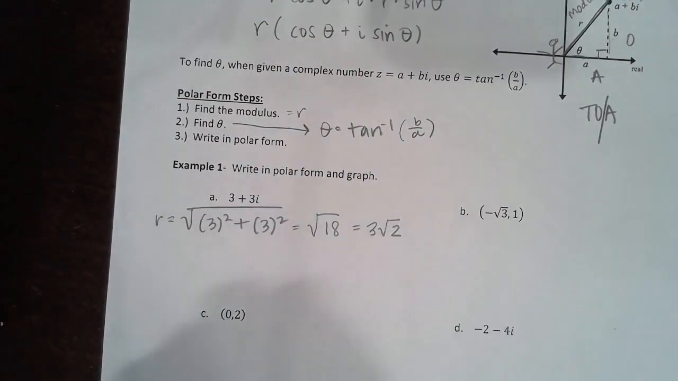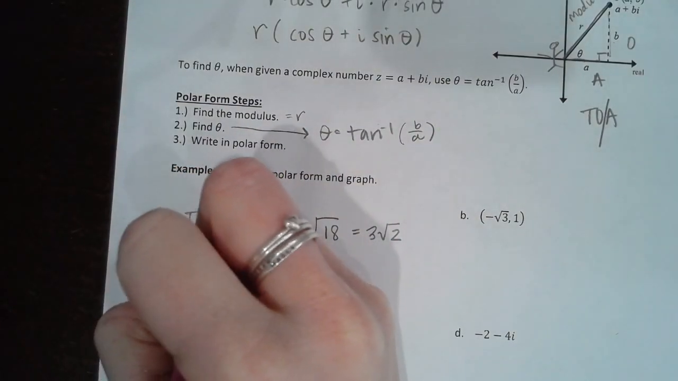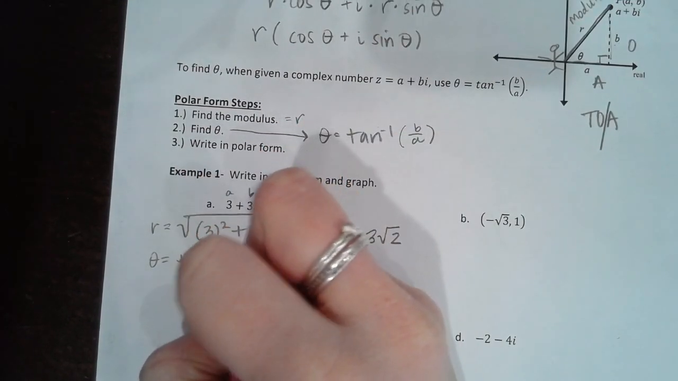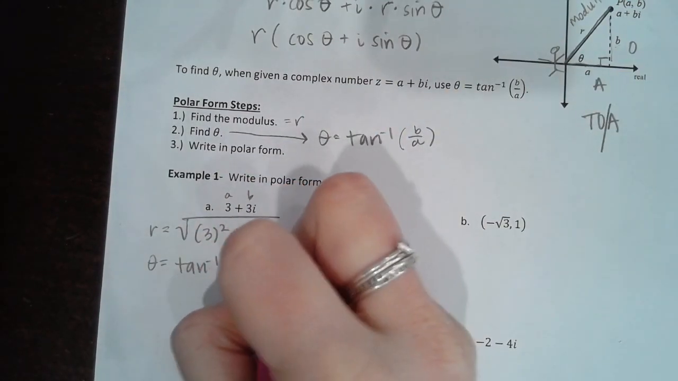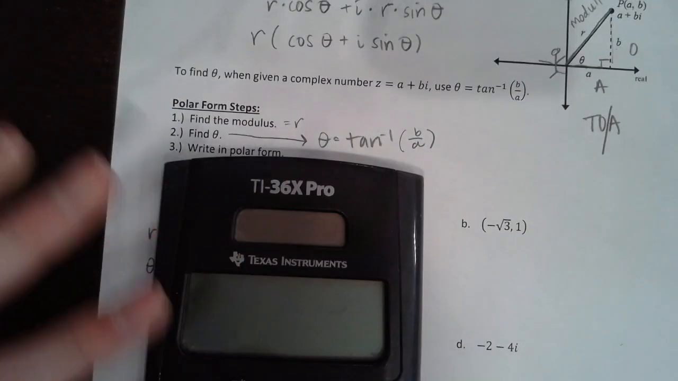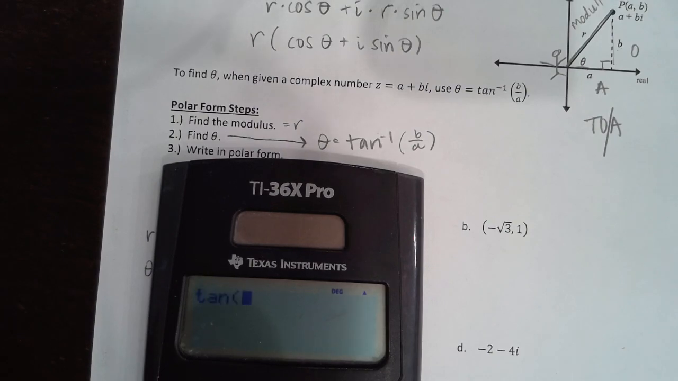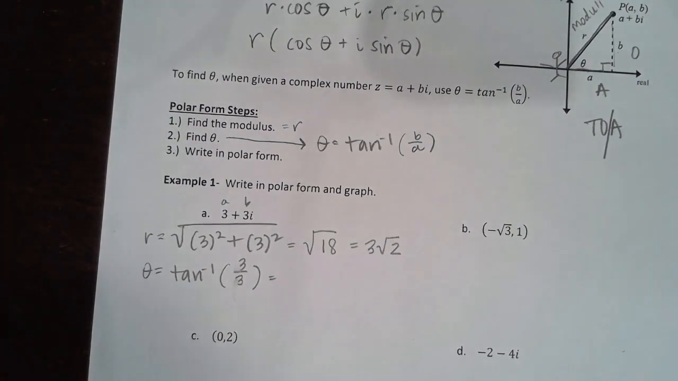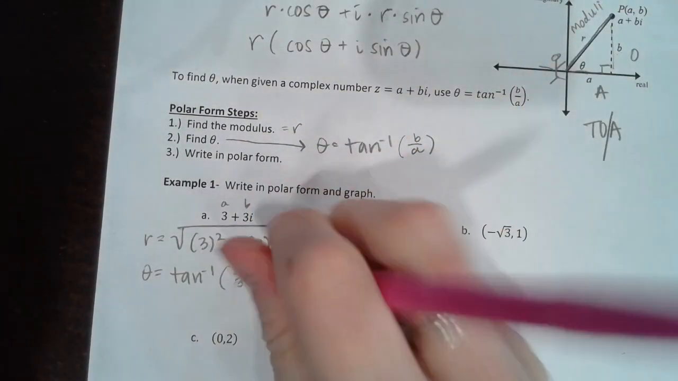This part can get a little tricky. So theta is equal to the inverse of tan of b over a. So remember, this is a and b. So b over, oops, I almost wrote a. I wanted to write 3, silly. Okay, now we're going to do that in our calculator. The inverse of tan, 3 over 3, and that gives us 45 degrees.